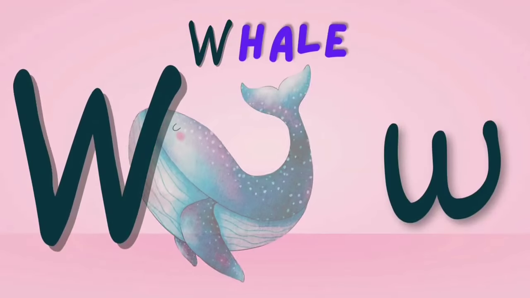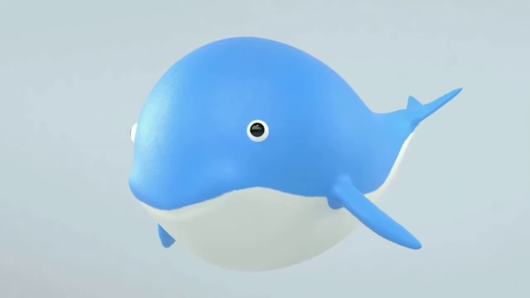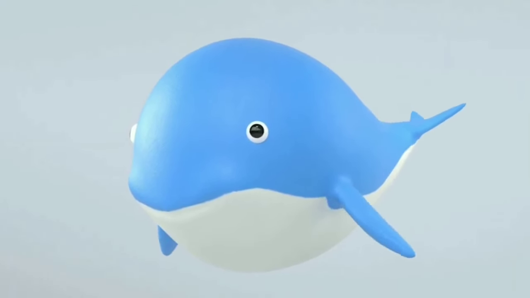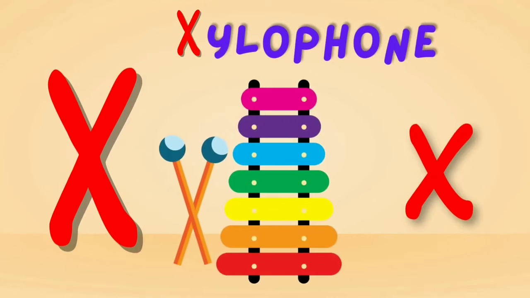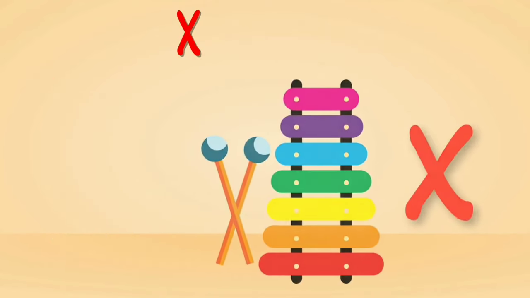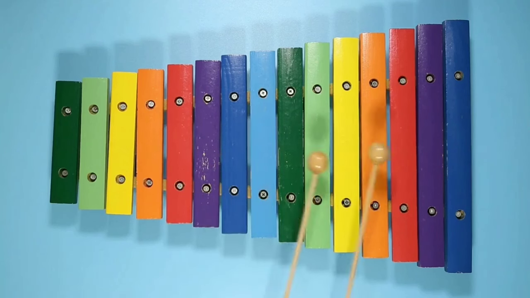W is for whale, whale, whale. This is a whale, whale, whale. X is for xylophone, xylophone, xylophone. This is an xylophone, xylophone, xylophone.